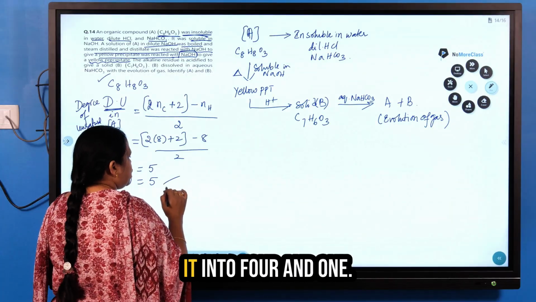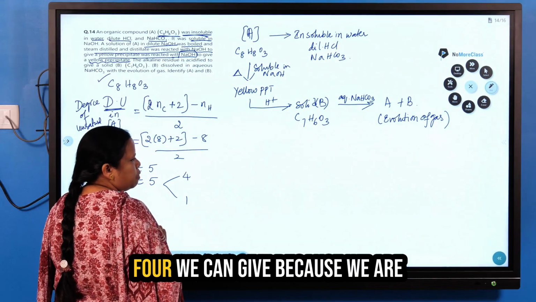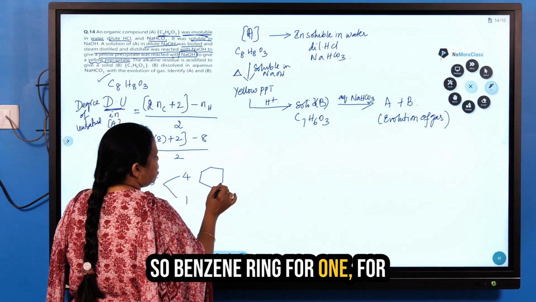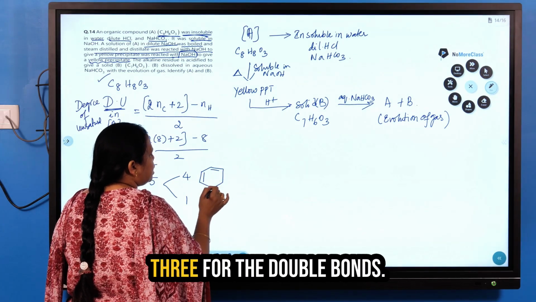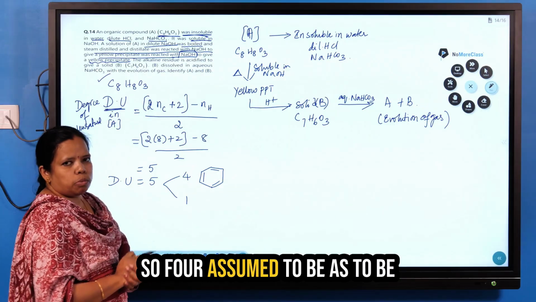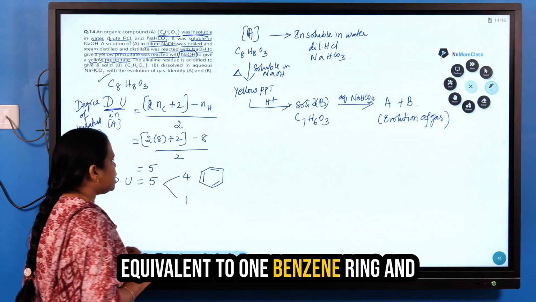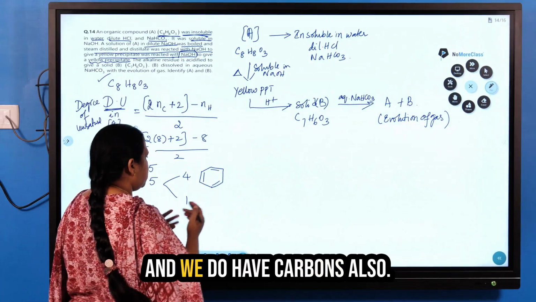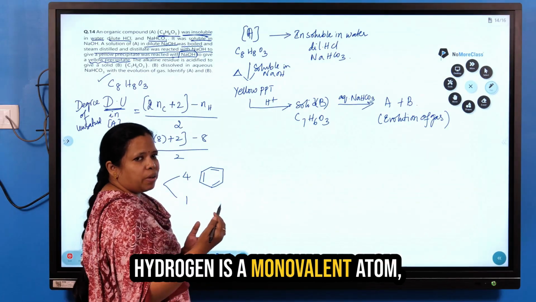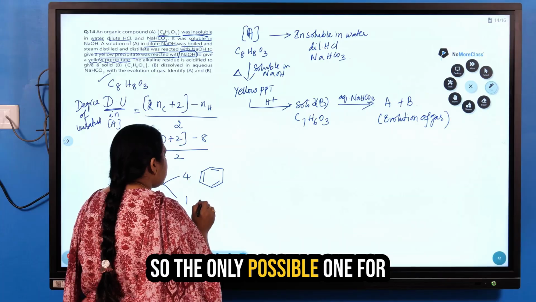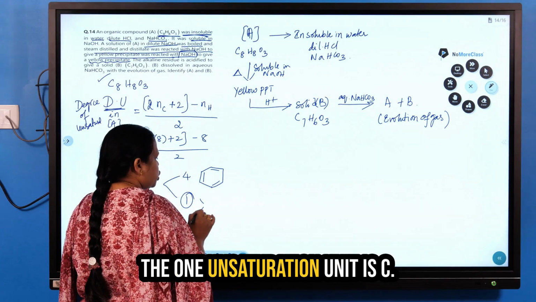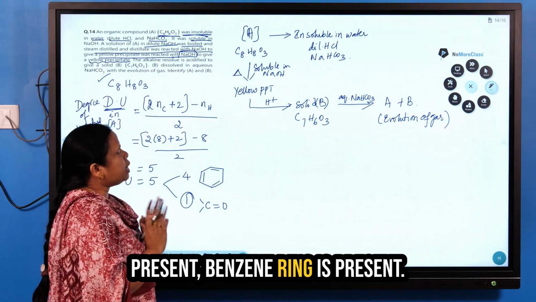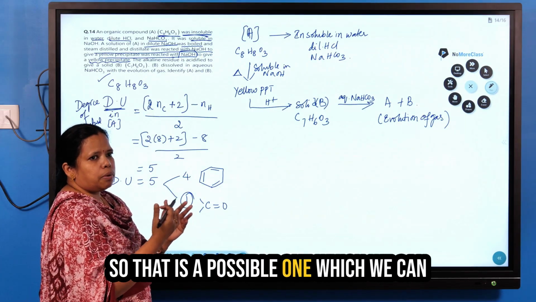So let's say we divide it into 4 and 1. We give 4 because we are assuming a benzene ring, one for the cyclic structure and the other 3 for the double bonds. So 4 is equivalent to 1 benzene ring, and 1 we have to account for. Since oxygens are there along with carbons, and hydrogen is a monovalent atom, the only possible one for the one unsaturation unit is C=O. So the C=O is present, and the benzene ring is present. That is a possibility we can take.